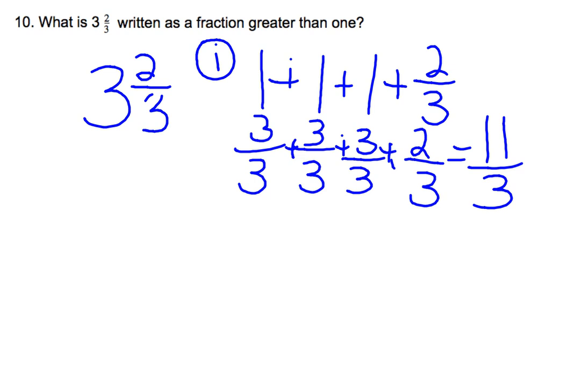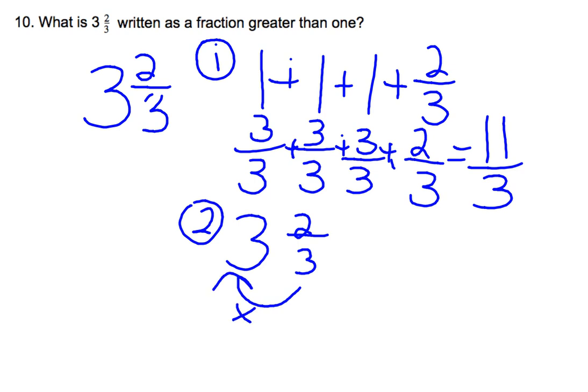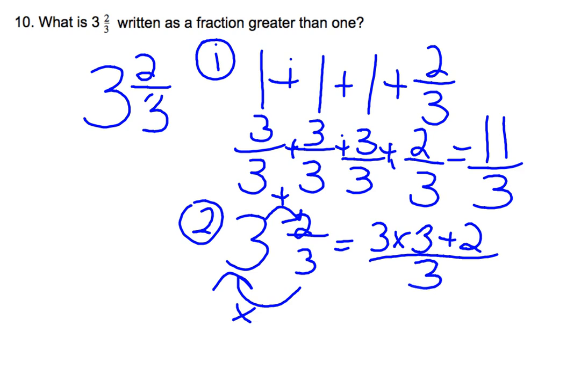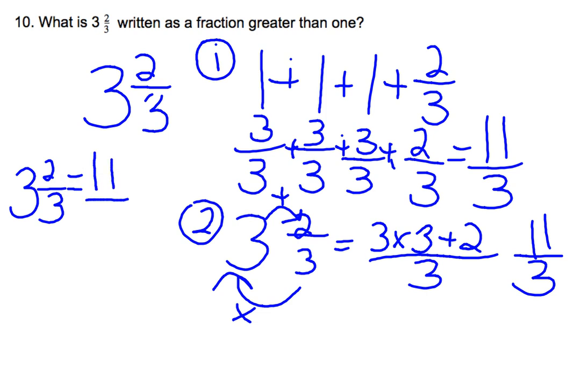Or we could do this strategy where we multiply 3 times 3 is 9, and then we add in 2. So basically what I'm doing is 3 times 3 plus 2, right? Denominator stays the same. So 3 times 3 is 9, plus 2 is 11, 11 thirds. So 3 and 2 thirds is equal to 11 thirds.